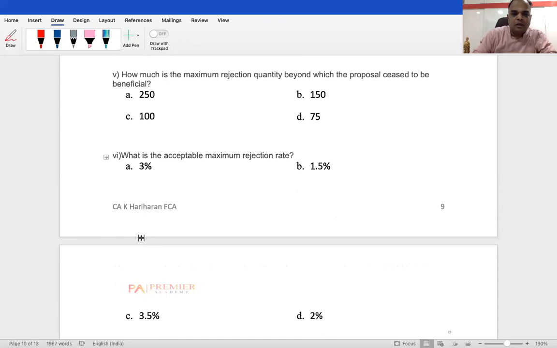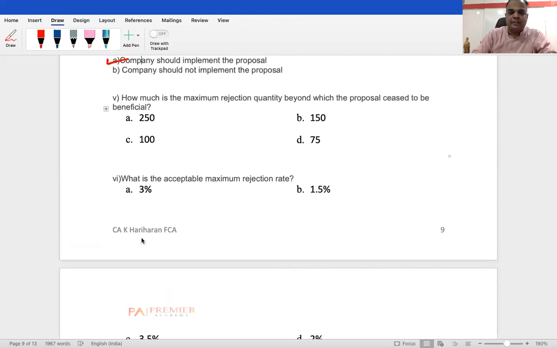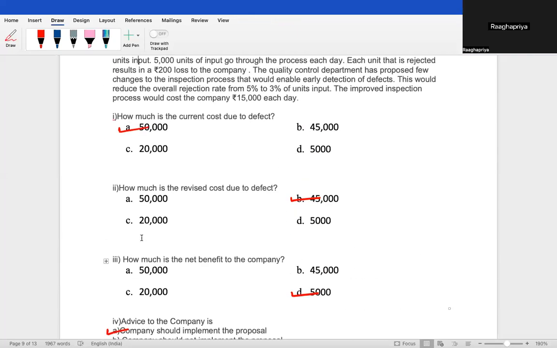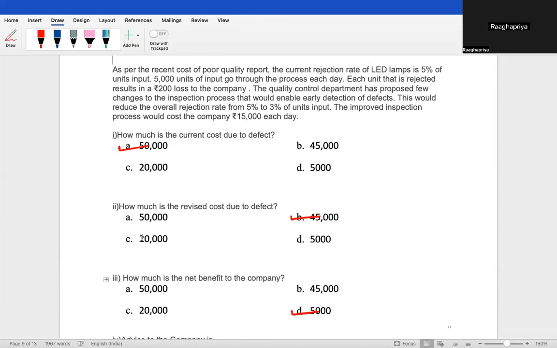Next, how much is the maximum rejection quantity beyond which the proposal ceases to be beneficial? How much is the maximum rejection quantity we can accept or not? Shall I show the question again? Maximum rejection quantity beyond which the proposal ceases to be beneficial. Not the difference only. How to take, to accept the proposal?